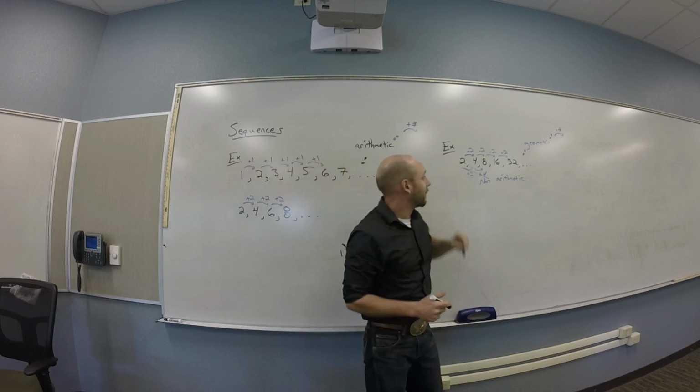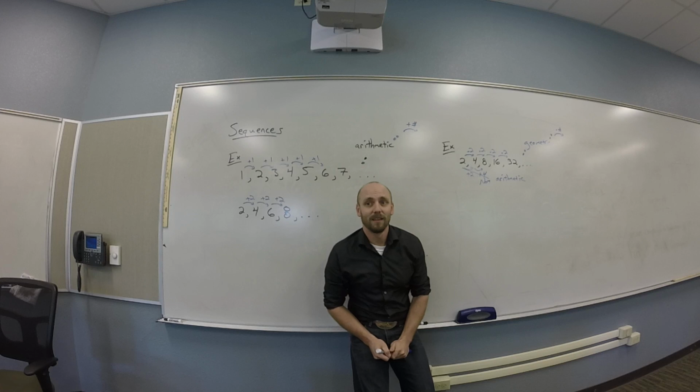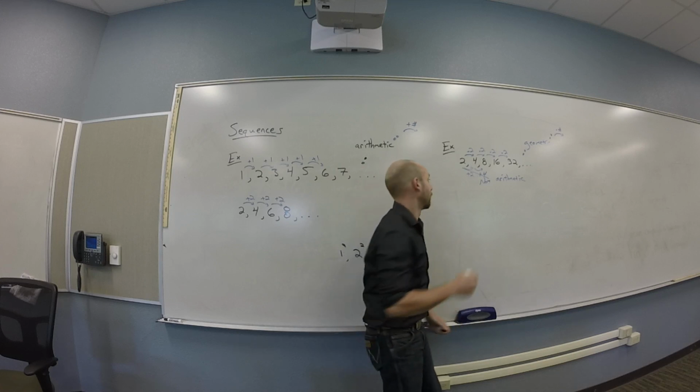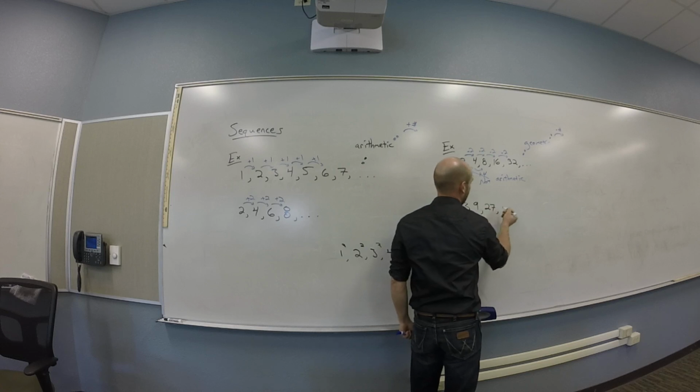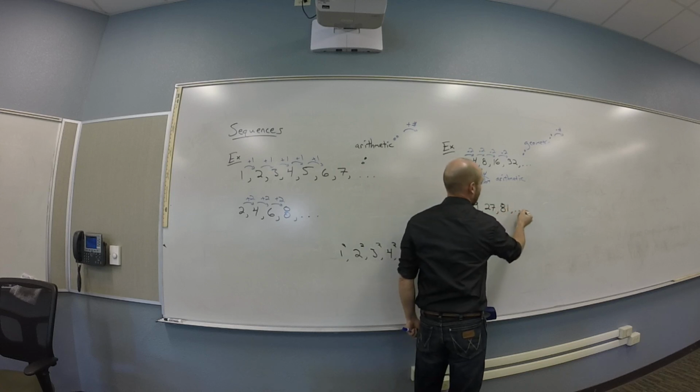Okay. Can you give me an example of something that's actually geometric? 3, 9, 27. Okay. Sure. 3, 9, 27, 81, dot, dot, dot.